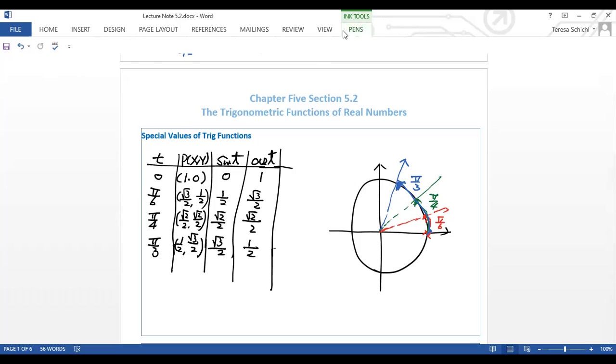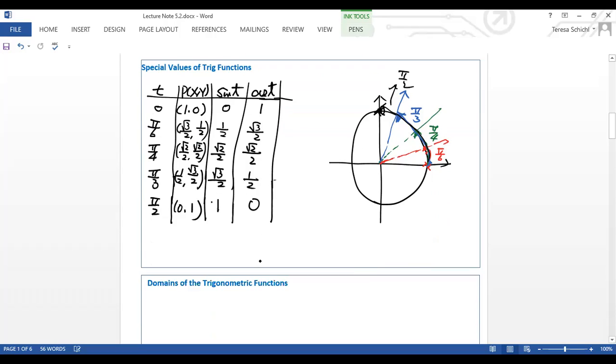Then the last point here is where I go from here all the way to here, right? The black one here is pi over 2. So I travel pi over 2 here, and my terminal point is what? It's 0, 1. Then you can see sine t is 1 and cosine t is equal to 0. So this is the special table.